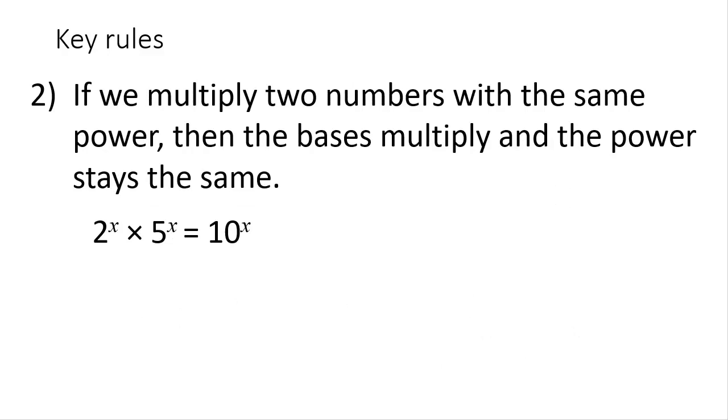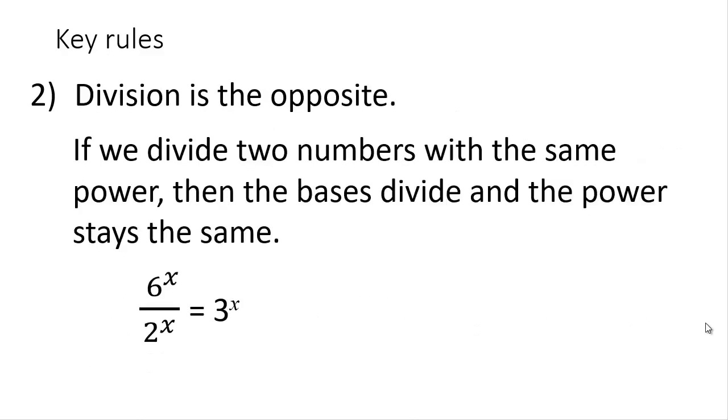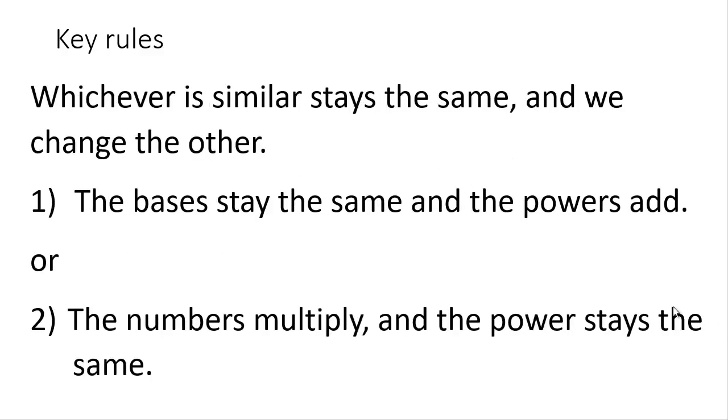Second rule, if the power is the same, then we multiply the bases. That's a variant of this rule. 2 to the x, 5 to the x makes 2 times 5, 10 to the x. It's just applied in reverse. And again, division is the opposite. Provided the powers stay the same, we can divide the bases. So, power or base, one stays the same, we change the other.